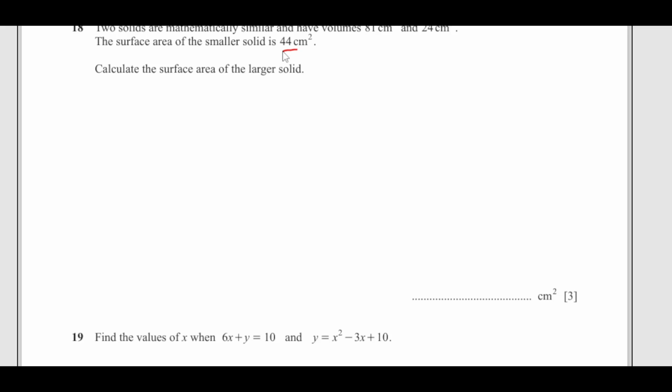Now they are given to us as similar, so that means their ratios are going to be in proportion. Volume of the smaller over volume of the larger will be equal to length of the smaller over length of the larger, to the power 3, because it's a volume, right?